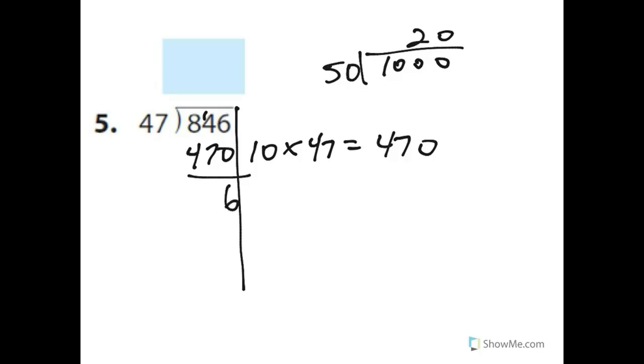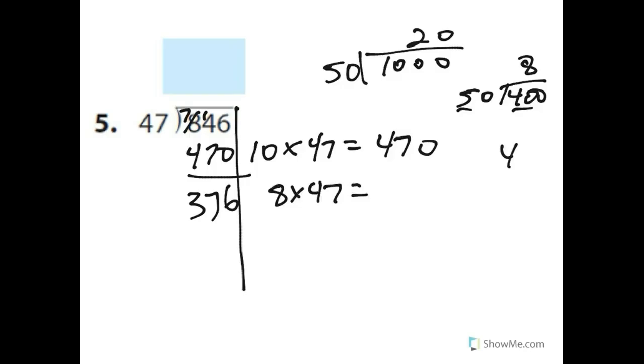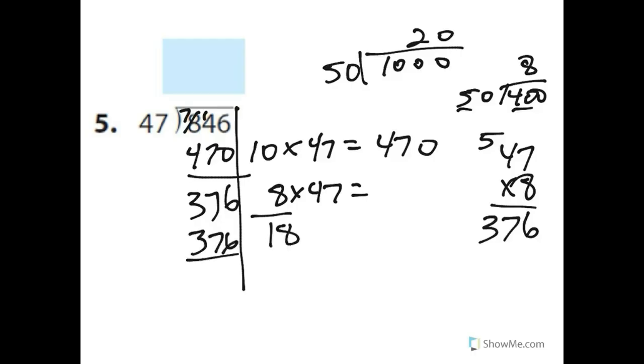Got 6, 14, 7. 14 minus 7 is 7. 7 minus 4 is 3. Well, if I do estimation of 50 and 400, well, 5 can go into 48 times. I'm going to try 8. So I'm going to try 8 times 47. 8 times 7 is 56. 8 times 4 is 32. 32 plus 5 is 37. Check it out. So we've got 18. What's my remainder?